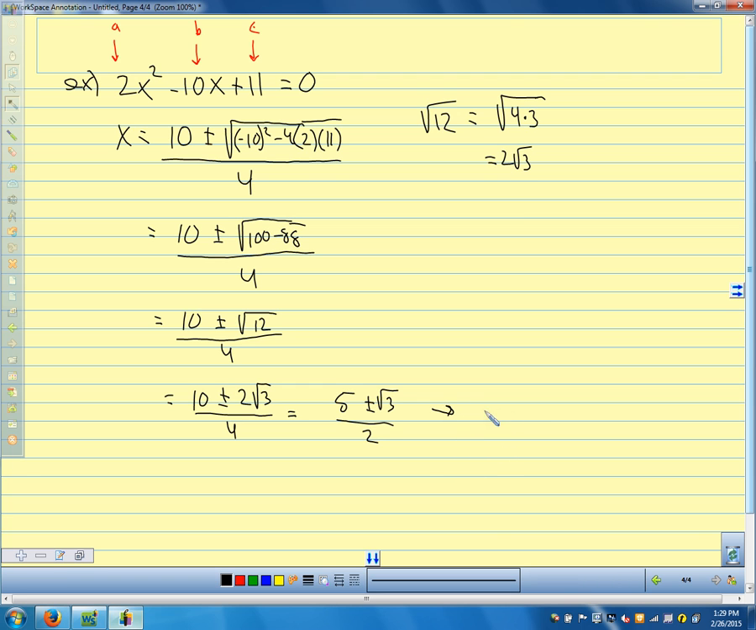So our answers for this one are x equals 5 plus the square root of 3 divided by 2, and x equals 5 minus the square root of 3 divided by 2. Those are two possible answers. So we used the quadratic formula on this one because it wouldn't factor. And we also used our simplifying radicals that we did a little practice with a couple weeks ago.